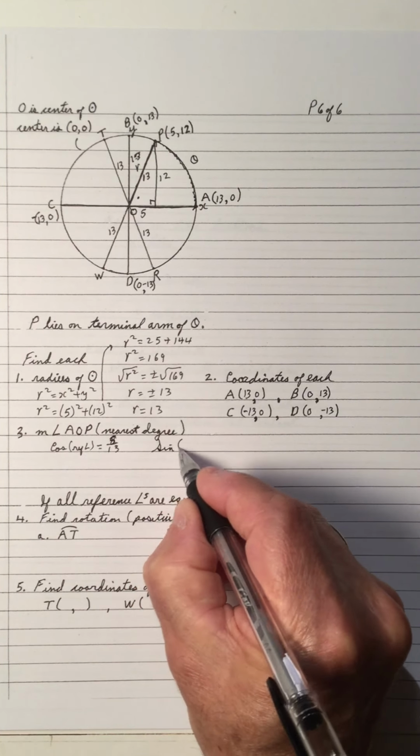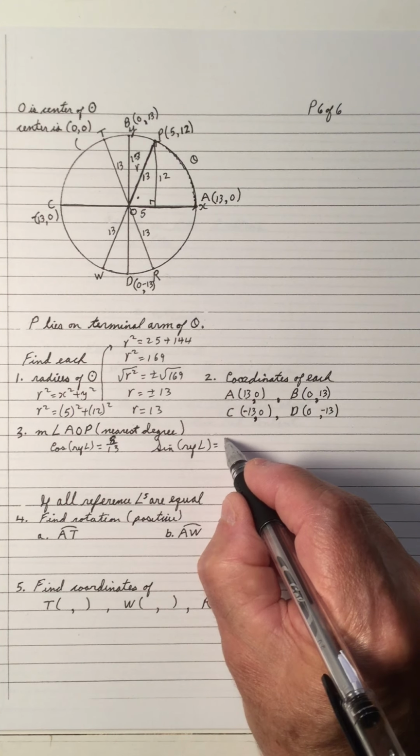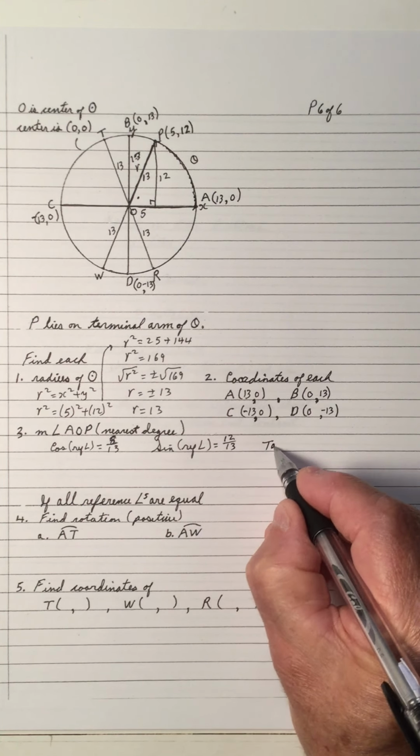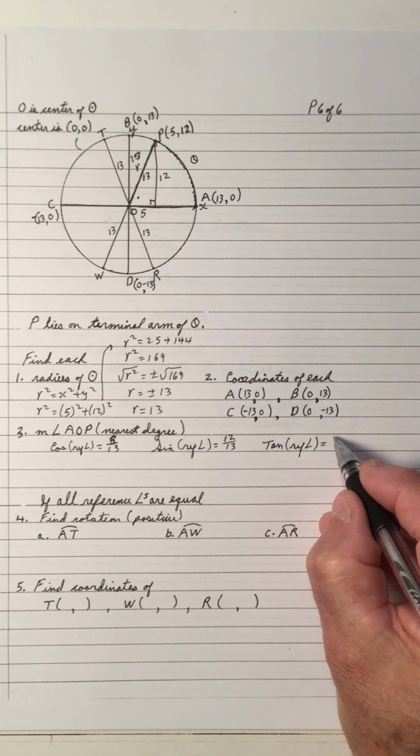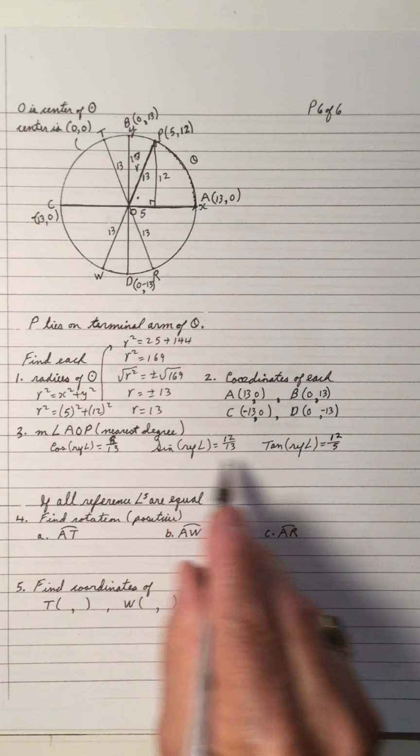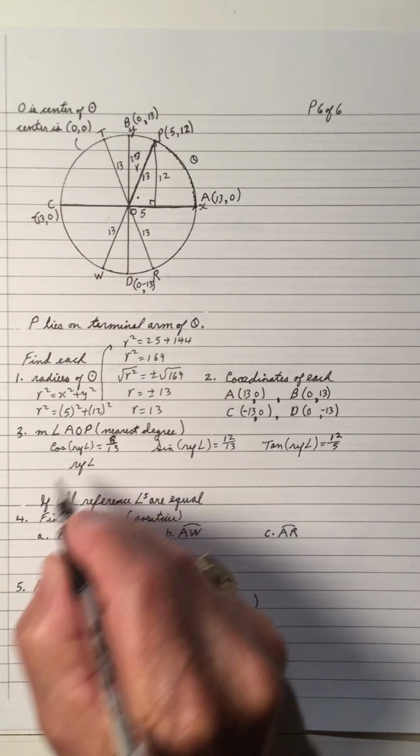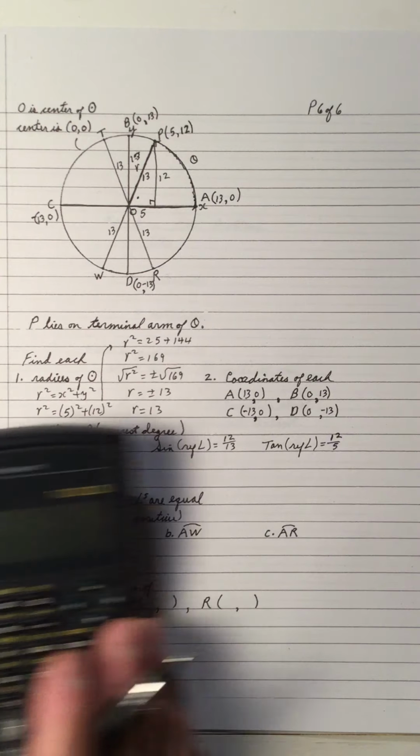We could use sine of the reference angle. Sine is opposite over hypotenuse, or the y, which is 12 over 13. Or we could use tan of the reference angle. Tan is the y over the x, or opposite over adjacent. So y over x is 12 over 5. No matter which one you use, it will give you the same size reference angle. And we'll take it to the nearest degree instead of to the nearest 10.